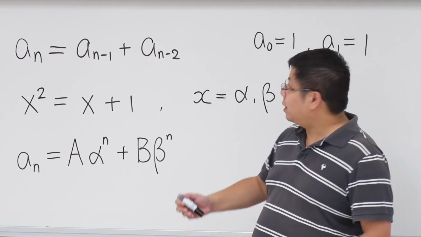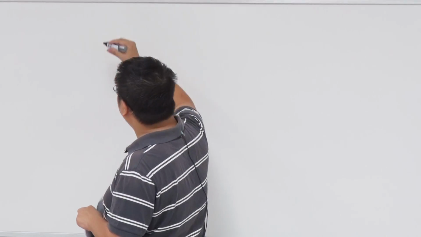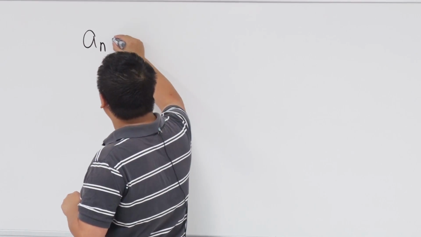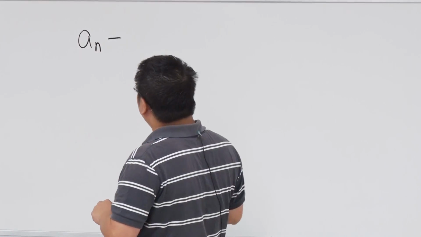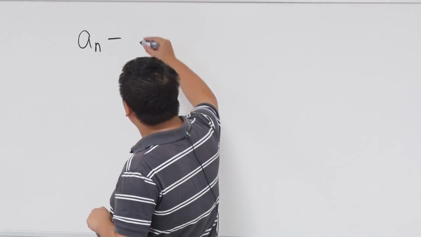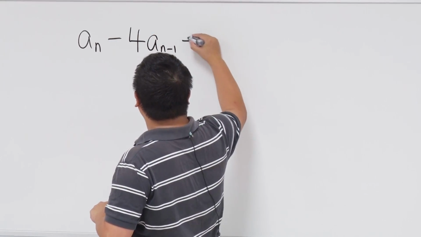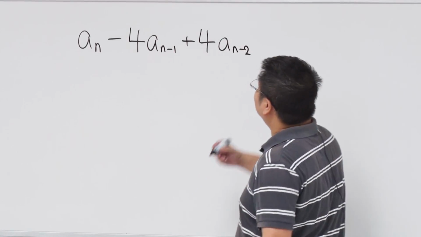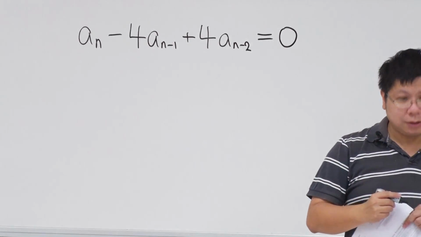But let's look at a different example. This time, let's look at another case. For this one, let's say a_n minus 4 a_(n-1) plus 4 a_(n-2), and let's say this time it is equal to 0. Now this is also a degree 2 recurrence.